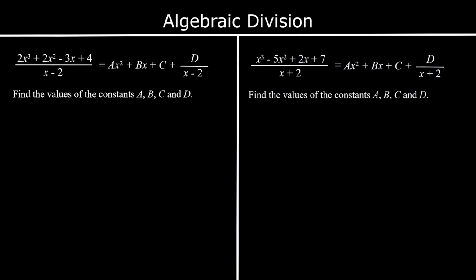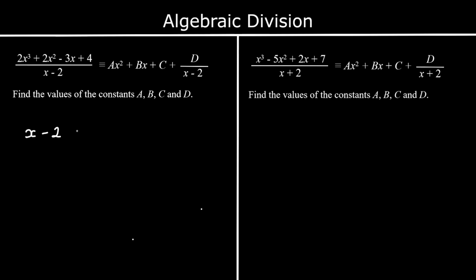Here's another one. This time we've got a cubic in our numerator and a linear denominator. So when we get a cubic and divide it by linear, we're going to get a quadratic as our answer. So the quadratic is going to come on the outside, and then we're going to have something over x minus 2. I'm going to use division again.